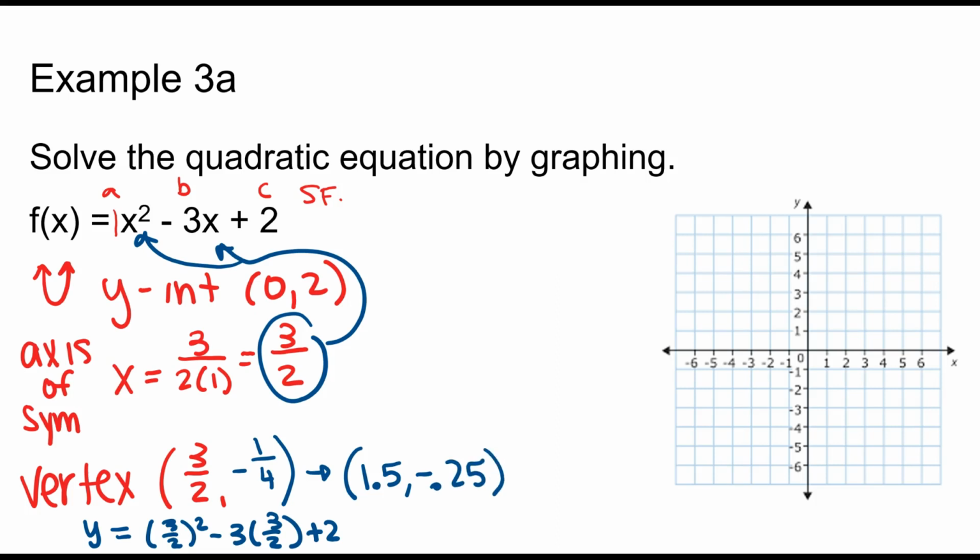All right, let's go ahead and graph this. So our y-intercept is 0, 2. Our vertex is 1.5, negative 0.25. And this is our axis of symmetry.